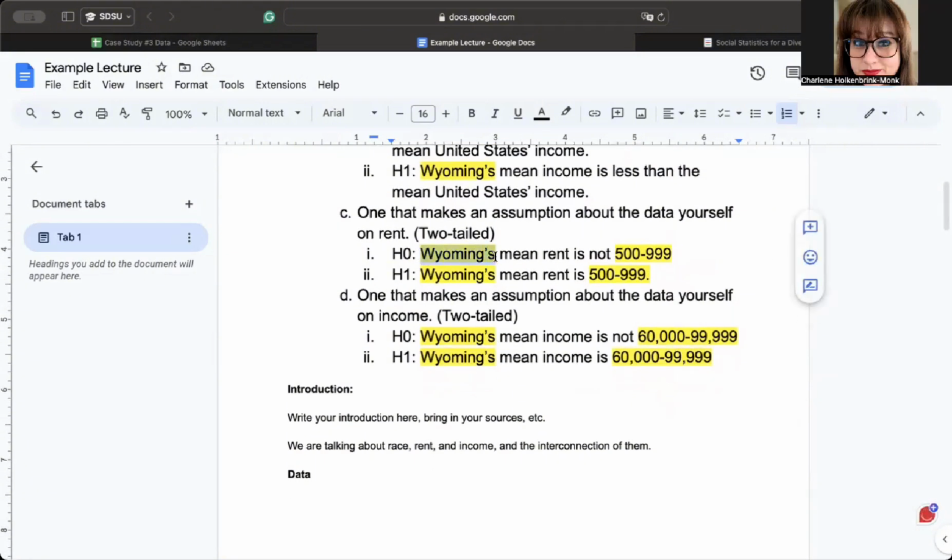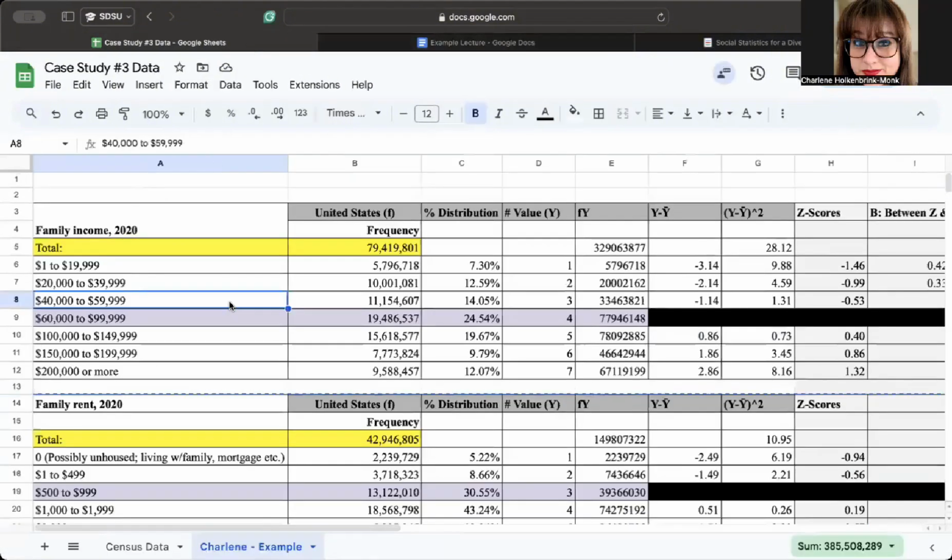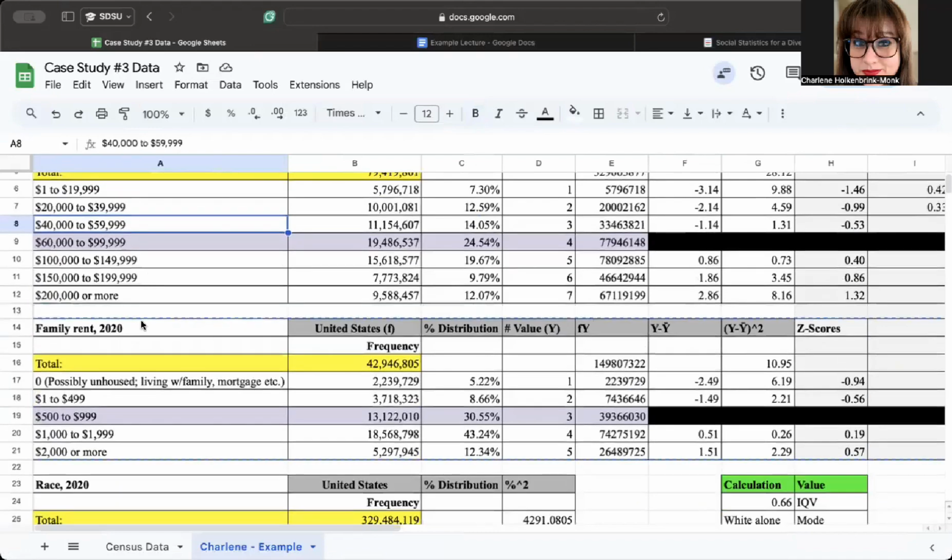If I was doing Wyoming, whatever your state is, plug that in here. Whatever I think is the mean rent is this hypothesis, but then my null is going to say that it's not that value. The reason it's a two-tailed is if it's less than this range or greater than this range, then that's what you're testing essentially. So again, you're just going to change this. And where I got this from was directly related to the categories that are here. Make sure your categories are correct.